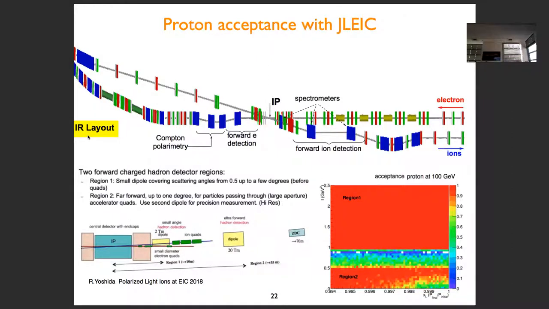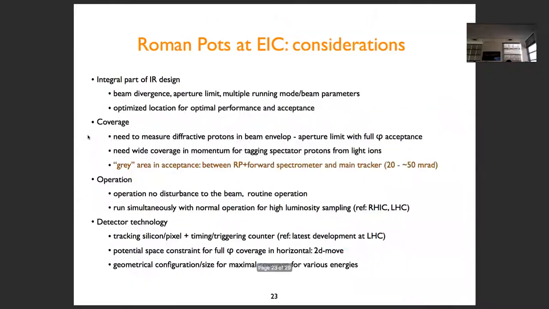So for the Japanese lab, it will be very similar. It looks very different, but the idea is similar. You have one spot with wide angle coverage, and then there's another place where you have a different magnet with a more precise measurement.